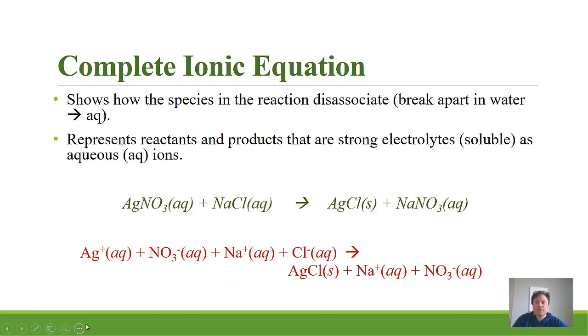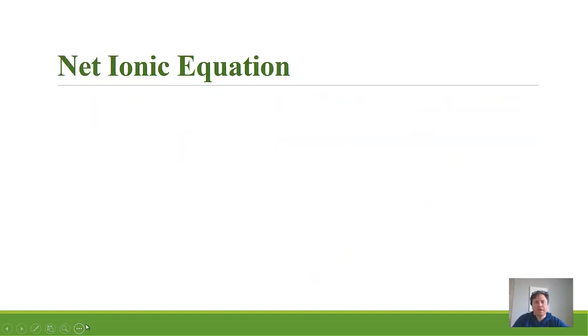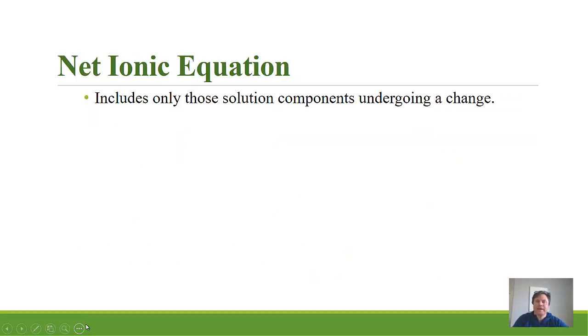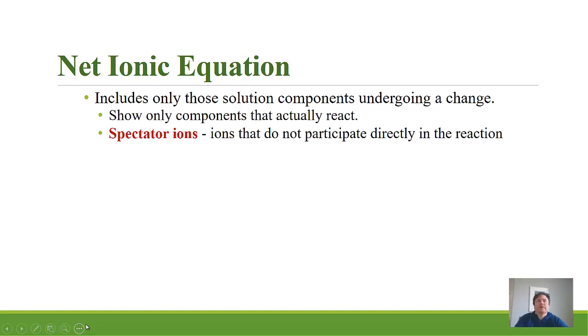All right, let's go to the third type here. The third type is what we call the net ionic. A net ionic includes only the solutions of compound that actually change. So if they look the same on the product side and the reactant side of a complete ionic, then we can get rid of them. It's only showing the species that actually react. Those that don't react, we call spectator ions.